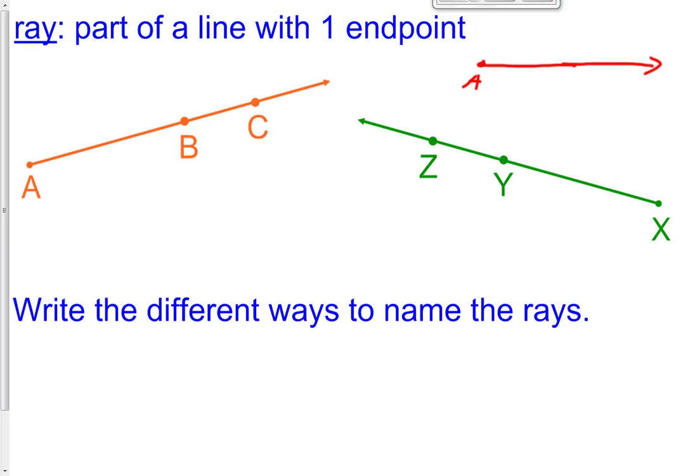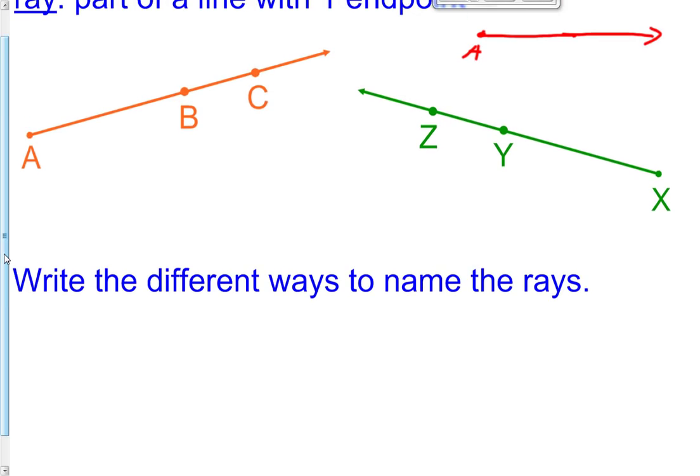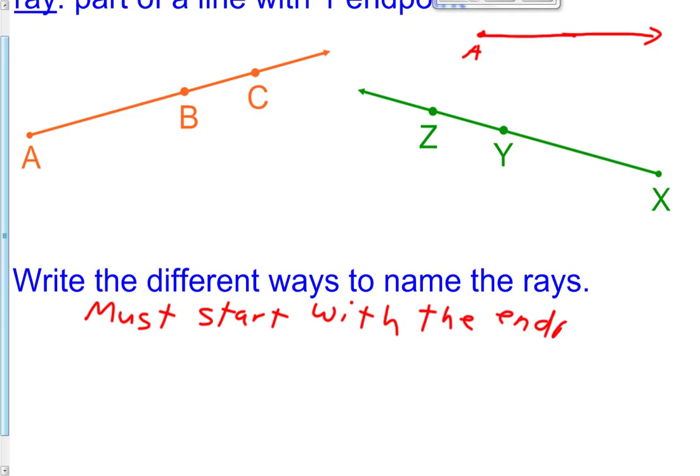There are different ways to name a ray. Just like there's several ways to name a line, you have to use two letters, but this time you must start with the endpoint. That is a must. Whereas in lines and line segments, they could have gone in either order. So this one, I have to start with point A because that's the endpoint, and then I could name any other point on the ray.